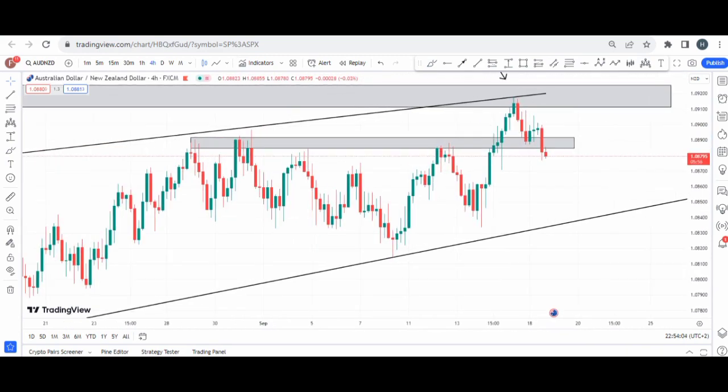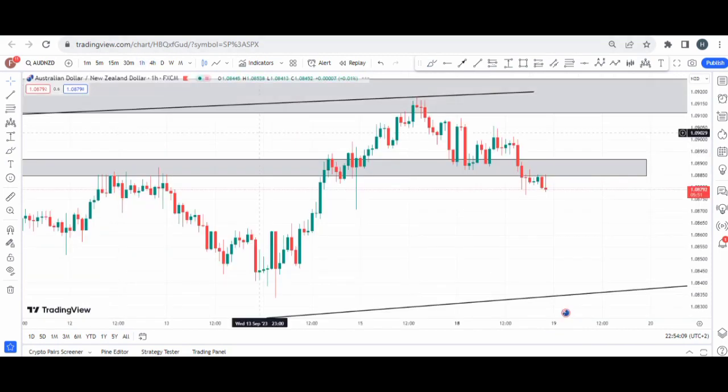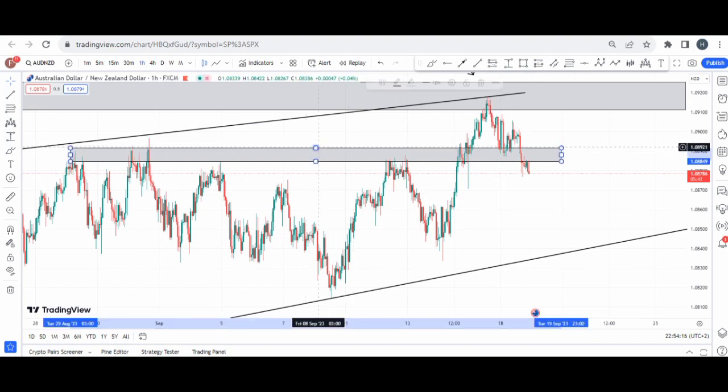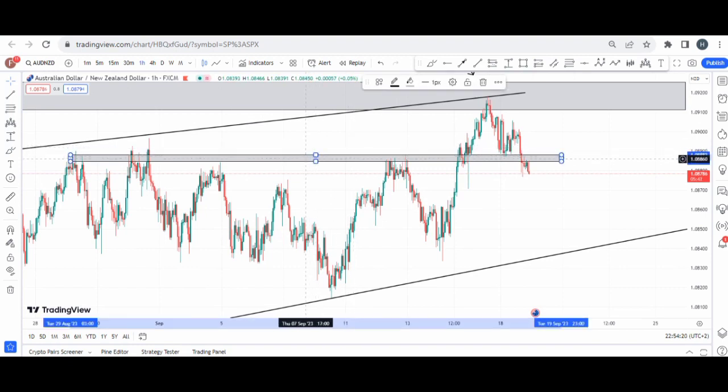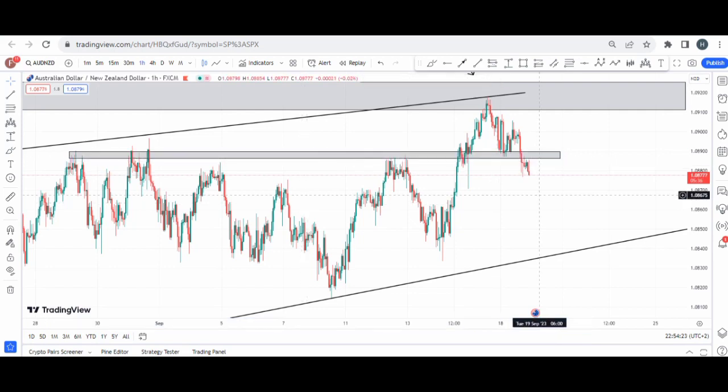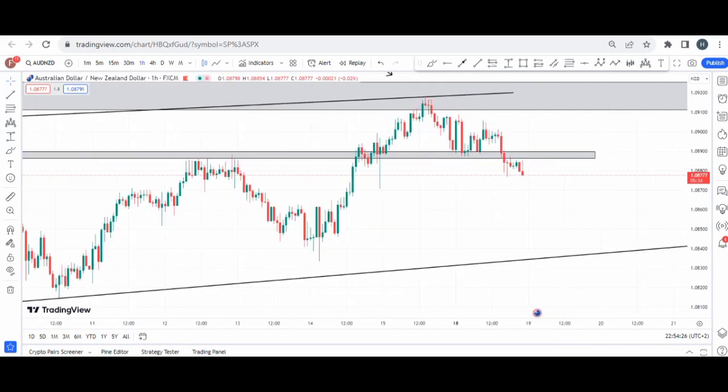So what we can be doing from now is just wait for the market to actually come back to our level of resistance, then we can enter for sells.